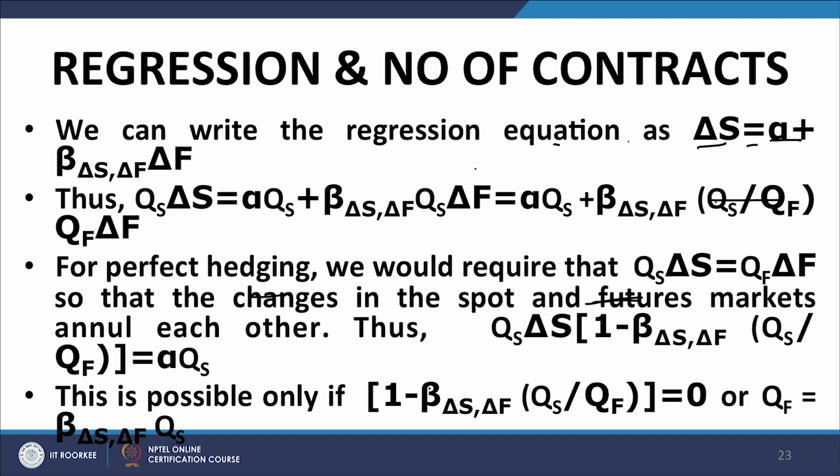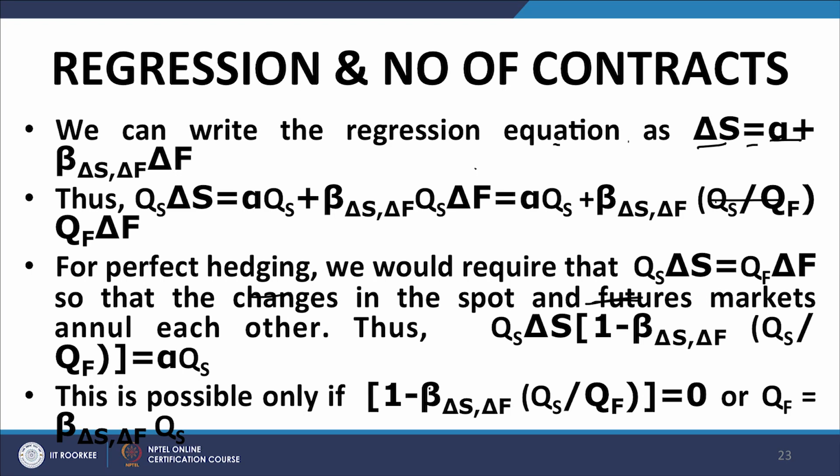Now, we want a hedge. Therefore, we want the total price change in our exposure to be annulled by the price change due to the futures position. That is the objective of the hedge, that you want to kill off the price changes in the exposure by taking a price change in the hedge. QS into delta S is the total price change of the exposure, where QS is the number of units of the exposure and delta S is the price change per unit. Similarly, this is the total price change of the futures position. So, you want these two to be equal.